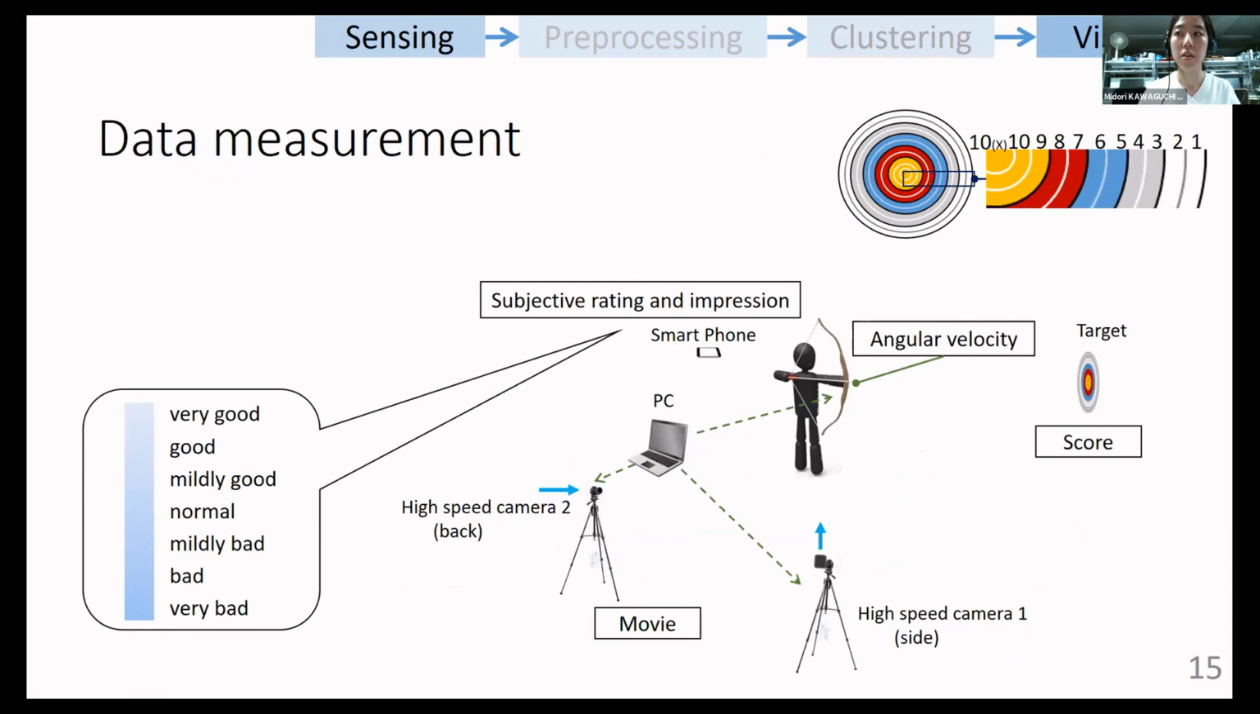Here is a figure of the data measurement setup. Sensing is not only angular velocity, but also movies from two directions, subjective rating, impression, and score, which are taken for every shot for information to remember the shot.